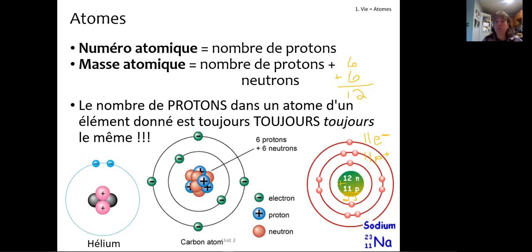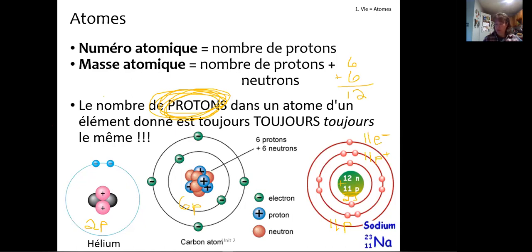This is very important. The number of protons in an atom is always the same. It never, ever, ever changes. Carbon will always have 11 protons. The number of electrons might change, but the protons will always be the same. Helium will always have 2 protons. Oh, did I say carbon? Okay. Elio can fix my mistakes. 6 protons always in carbon, 11 protons always in sodium.